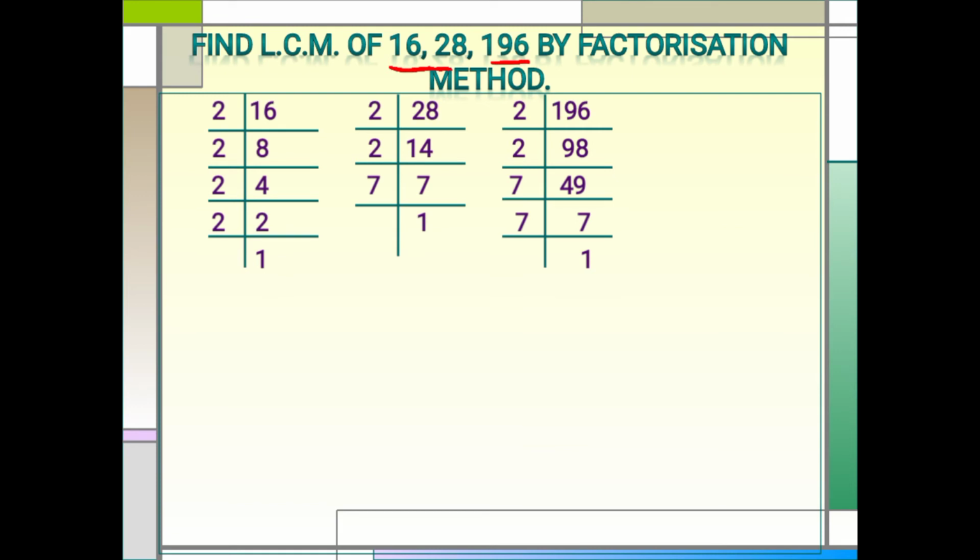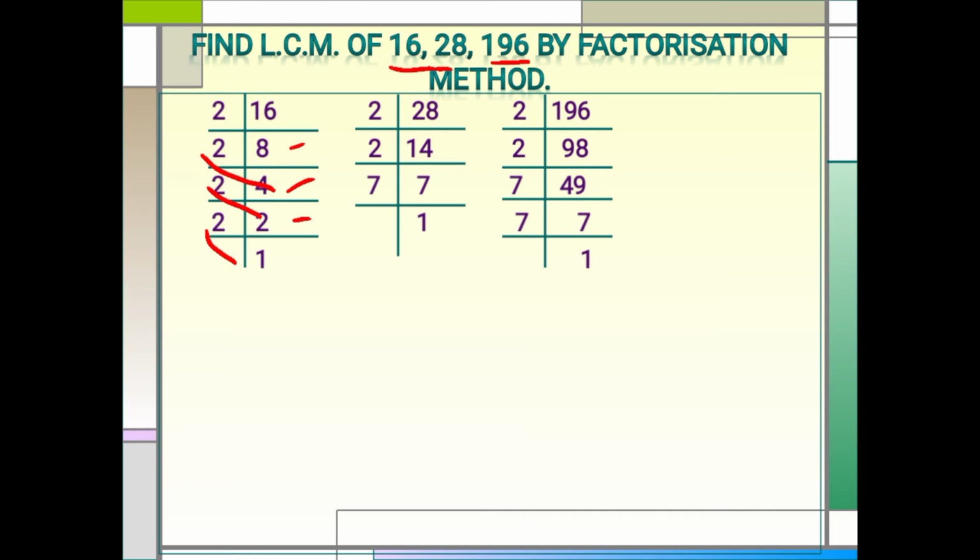So 16 can be divided by 2, so you will write 2 multiplied by 8 is 16. And 8 can also be divided by 2, so 2 into 4 is 8, and this 4 can be divided by 2 again, so you will write 2 into 2 is 4, and this 2 can be divided again, so you will write 2 into 1 is 2.